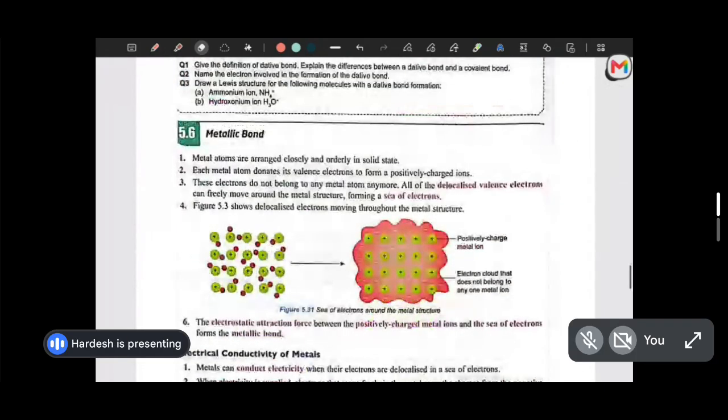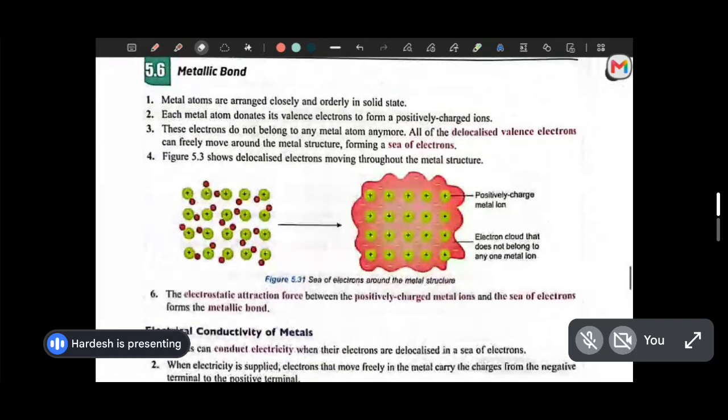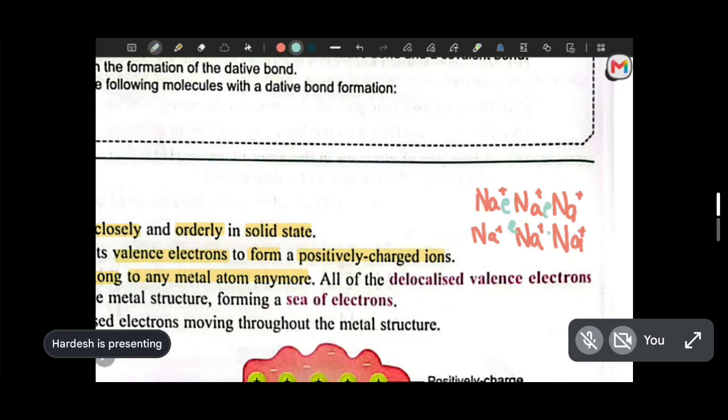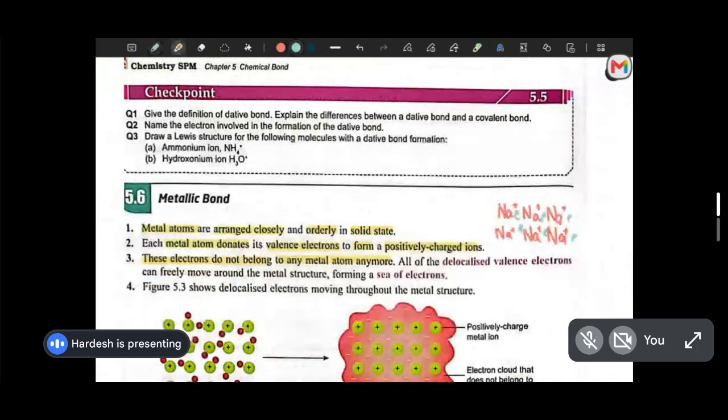Okay, then we go on to metallic bond. So for metallic bond, metal atoms are arranged closely in an orderly state. Each metal atom donates valence electrons, forming positively charged ions. These electrons do not belong to any metal atom anymore. So if you have a lot of sodium here, for example, and all these sodiums donate their electrons, now the electrons are jumbled already. All of the delocalized valence electrons form what? See, delocalized valence electrons freely move around the metal structure, forming a sea of electrons.